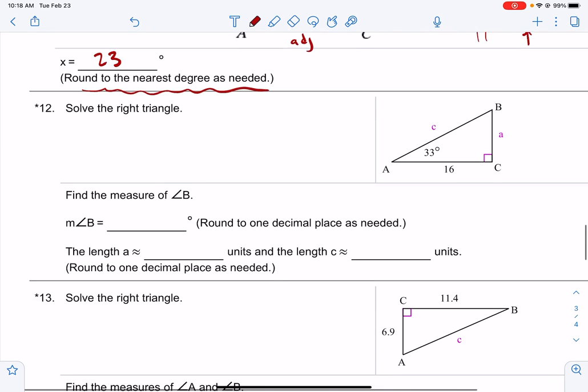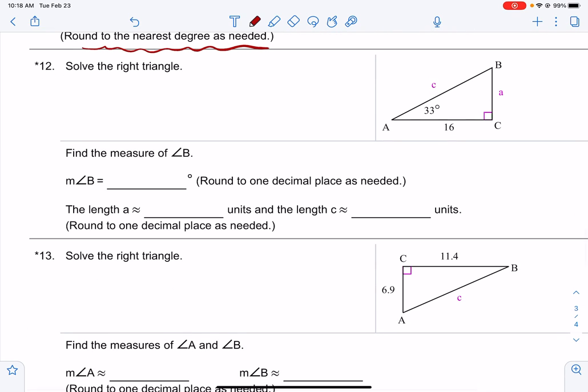Okay, number 12. We're going to use Sohcahtoa. Find the measure of angle B. Now this one, if you look at number 12, it wants me to solve the right triangle. And what that means, if you don't remember, is to solve all of the pieces of the triangle. We need to know all of the angles and all of the sides.